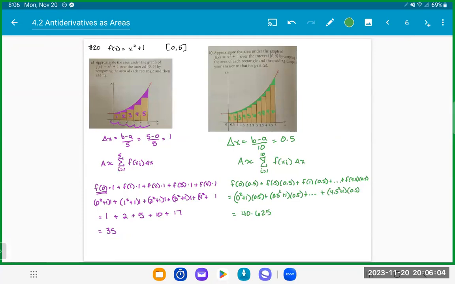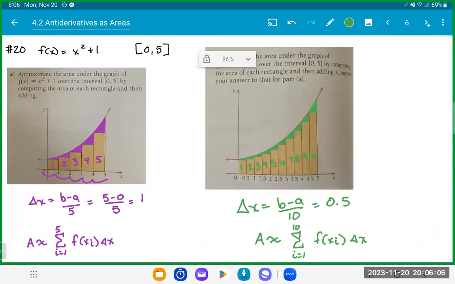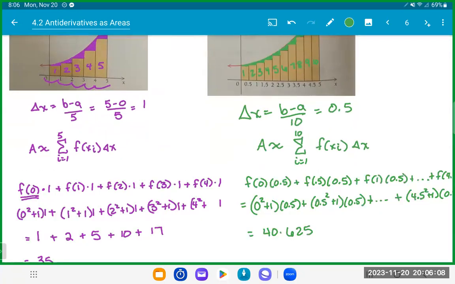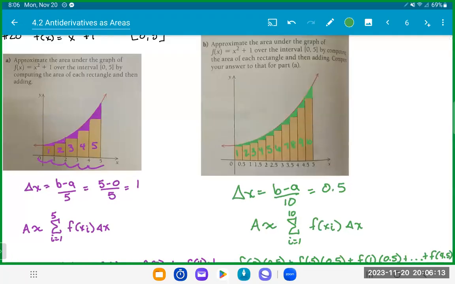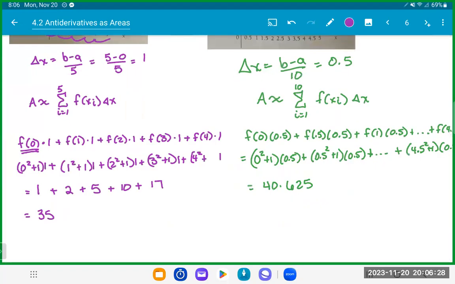But both of these are more accurate than if we just did the straight line method and drew a straight line and said, okay, the area underneath all of that curve is whatever. It is not as straightforward or as accurate as using the Riemann sum here, where we can get a more accurate depiction of the area underneath that curve. Okay? Questions?